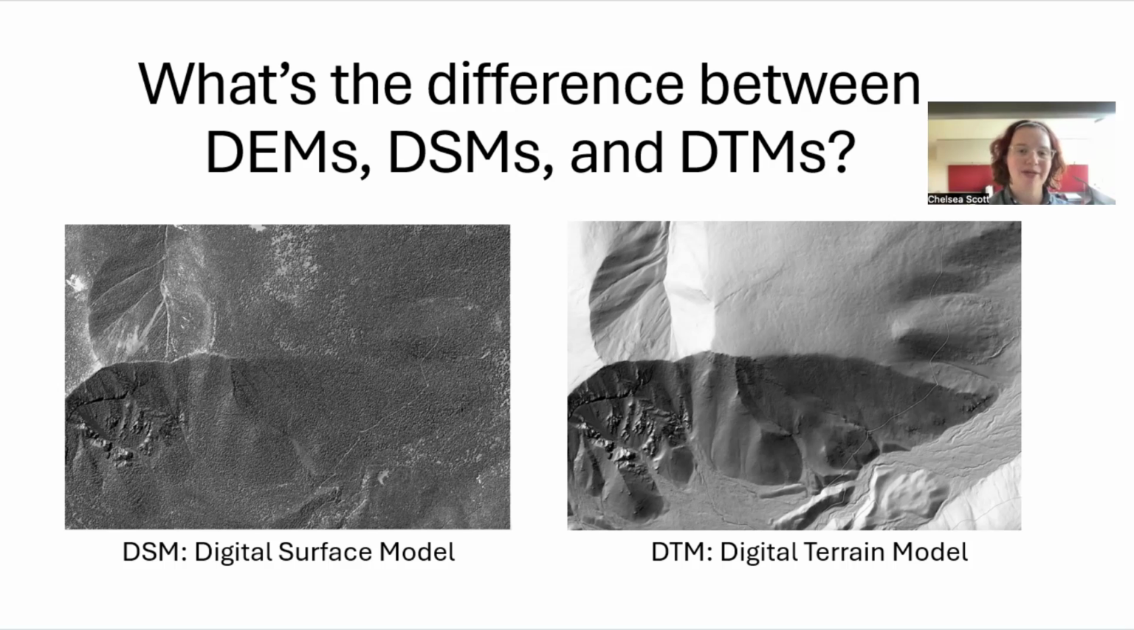In today's video, I will be discussing what is the difference between DEMs, DSMs, and DTMs. To begin, these two topographic hillshades show an area of northern Arizona with vegetation and mountains. The left shows a digital surface model, or DSM, where we can clearly see the vegetation above the mountains. The right shows a digital terrain model, or DTM, where the vegetation has been removed, and we can much better see the underlying mountainous landscape.